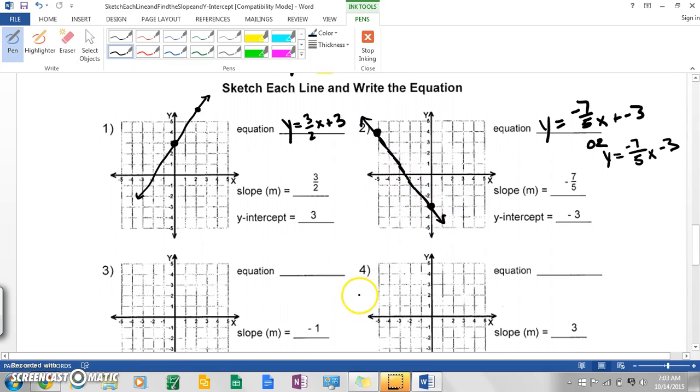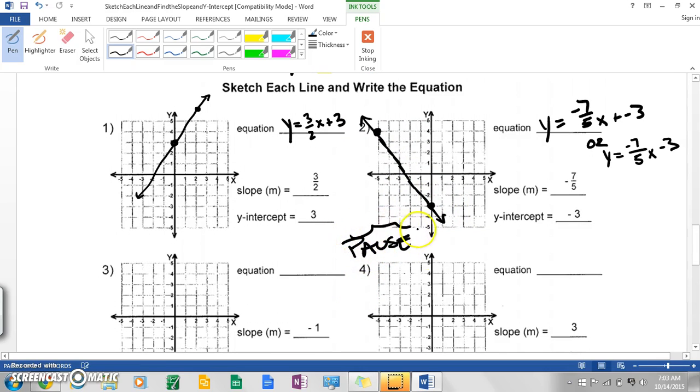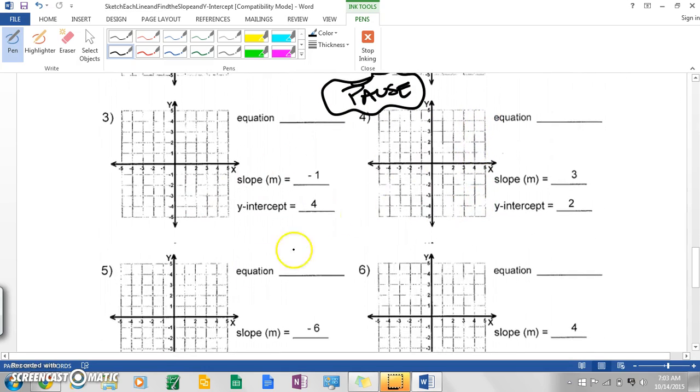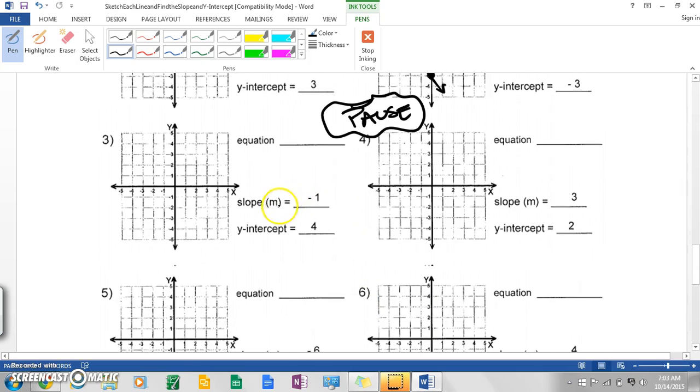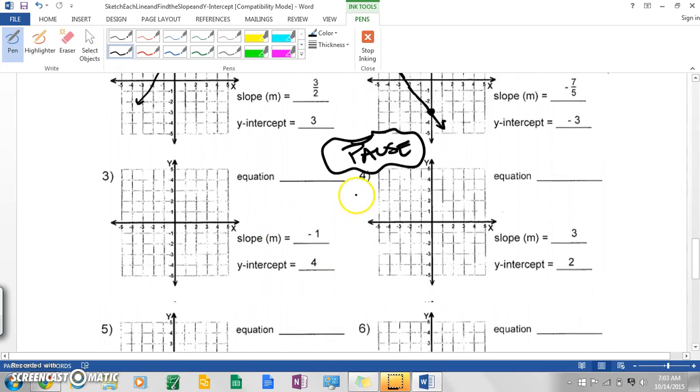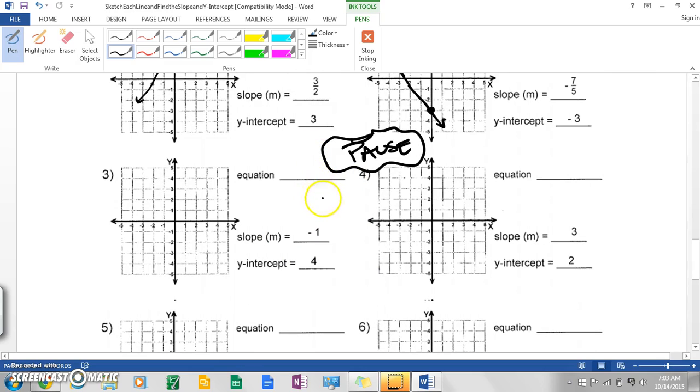Check my line. At this point, you're going to want to pause the video. Feel confident that after these examples you can run through, do 3, 4, 5, 6, 7, and 8 on your own. Okay, pause the video. When you come back, it will be completed. You can check your answers and walk through it that way. So pause the video now.